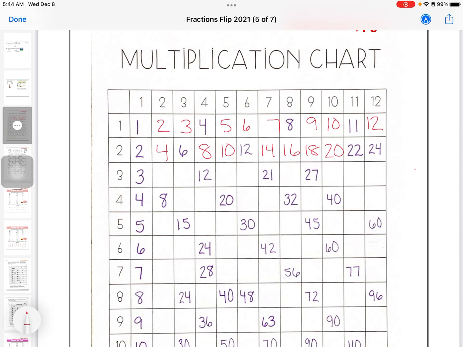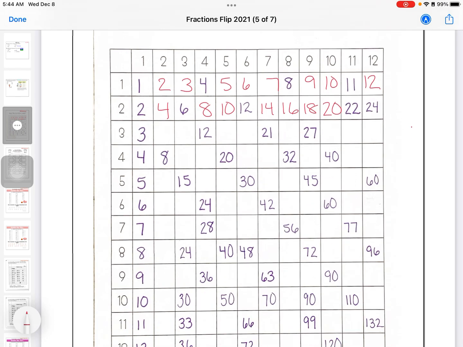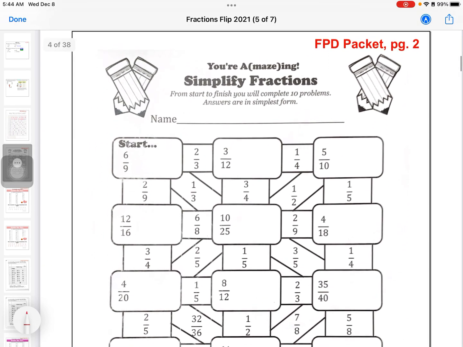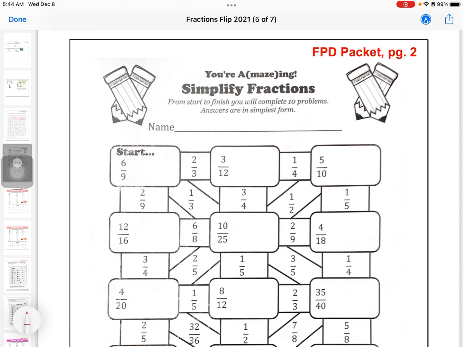Hopefully you've completed the entire multiplication chart. I'll take a look at that when you return to school and just see how you're doing at your multiplication facts. But now we're going to get into page 2 of the packet and see how you do at simplifying.